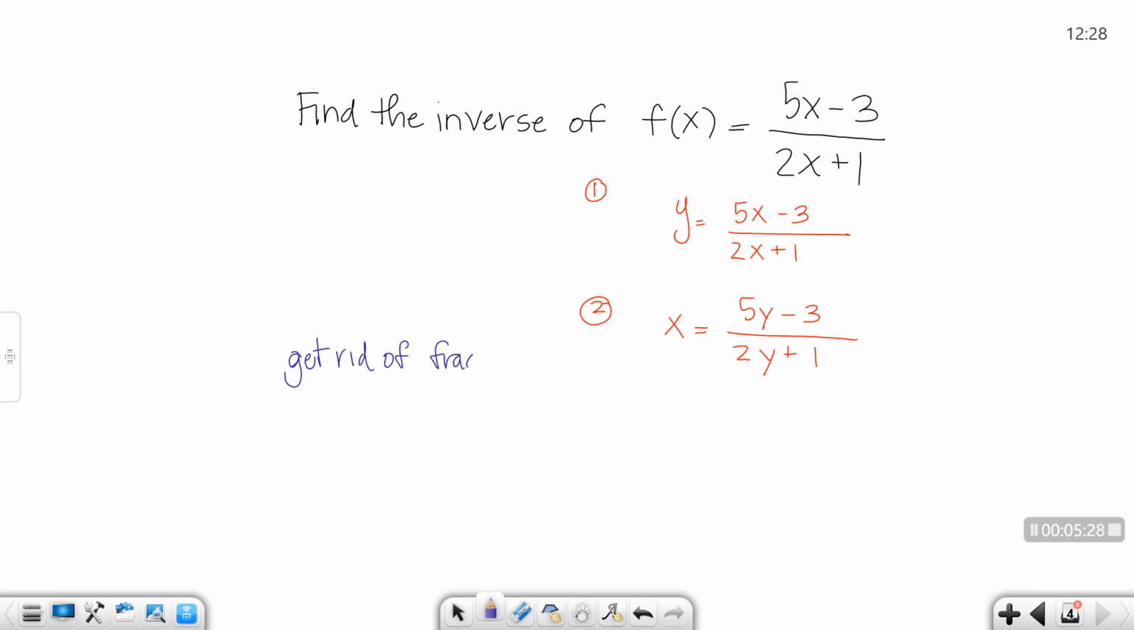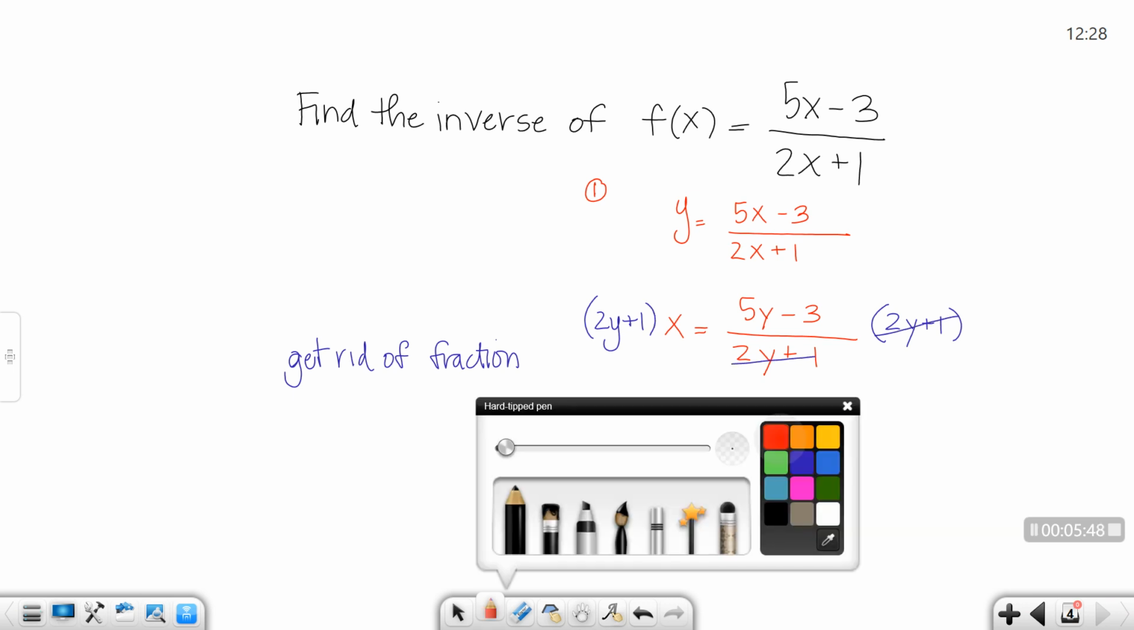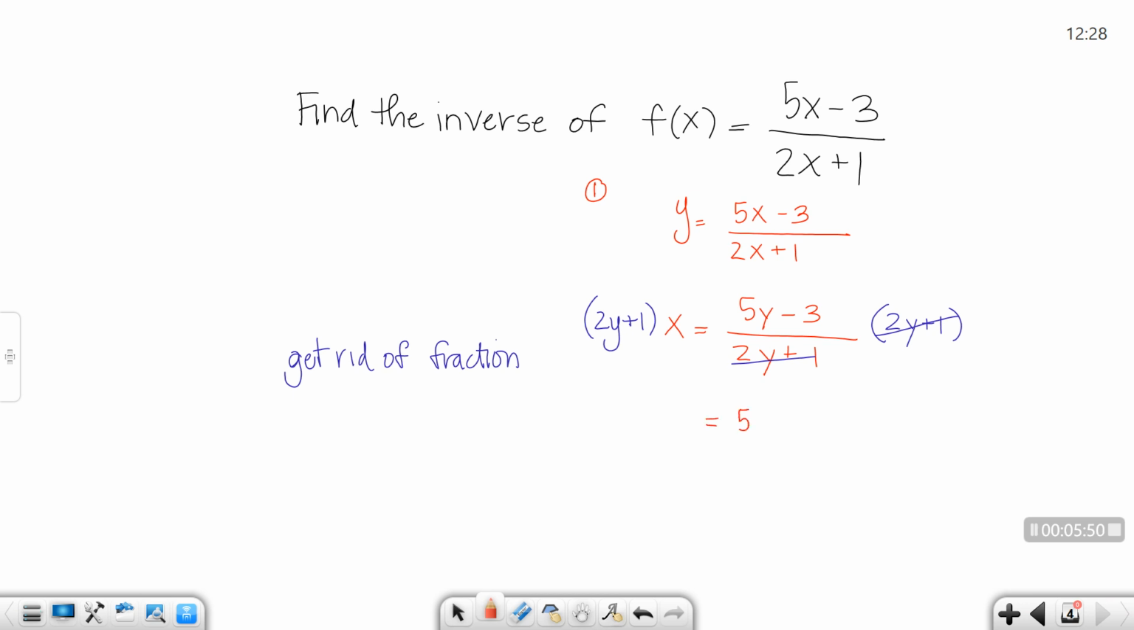The way that you get rid of the fraction is by multiplying by that denominator. So I'm going to multiply over here on the right by 2y plus 1, and if I multiply on the right, I have to also multiply on the left by 2y plus 1. A 2y plus 1 on the bottom and a 2y plus 1 on the top cancel out. So on this right side, that leaves me with 5y minus 3. So what I did here was I got rid of the denominator by multiplying through by that denominator, so on the right side it canceled out.